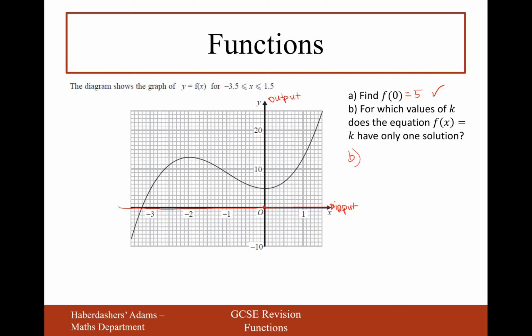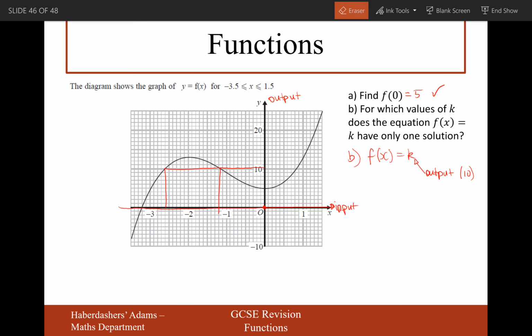Now the answer to part B is slightly more complicated. For which values of k does the equation f of x equals k have only one solution? Let me just show you an example that's not correct. If I was to use the number 10 as the output value, so if I'm doing f of x equals k, the letter k here is representing the output, then actually I'm going to get lots of different values for x that could have given me 10 as my output value. I'm looking for what values of k will only give me one answer. So let's rub 10 out because that was incorrect.